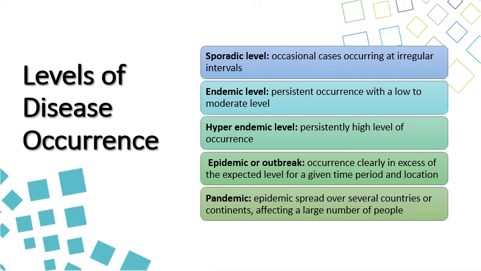Level of disease occurrence. Diseases have different patterns of occurrence. Sporadic level is occasional cases occurring at irregular intervals, like MERS-CoV. Endemic level is when a case is present over a year, but at low levels. Hyperendemic level is the same as endemic, but the cases are present at high levels of occurrence. Endemic or outbreak: occurrence of the disease is the existence of the expected level for a given time, period, and location. Pandemic is an epidemic spread over several countries or continents, affecting a large number of people, like COVID-19.